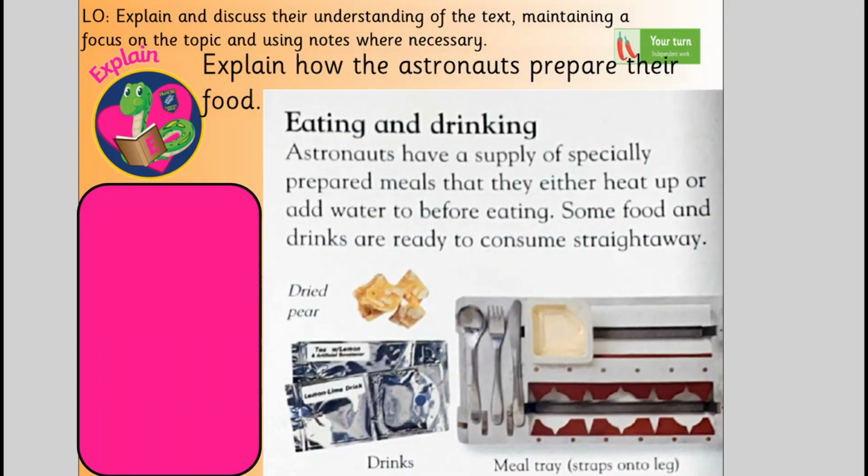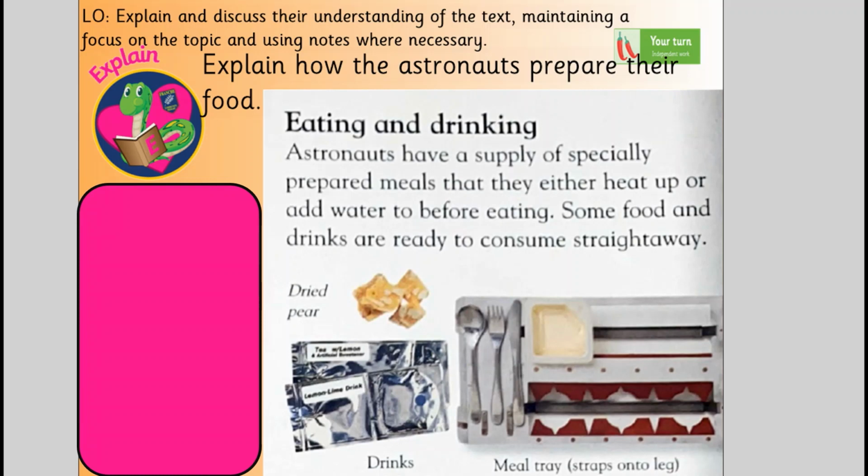Okay, so now it's your turn to answer this explain question. I want you to explain how the astronauts prepare their food. So what you will need to start off by doing is reading the extract there and think about how they prepare, think about that word specifically, their food. So pause the video here, read through the text and then answer the question in full. Off you go, it's your turn.